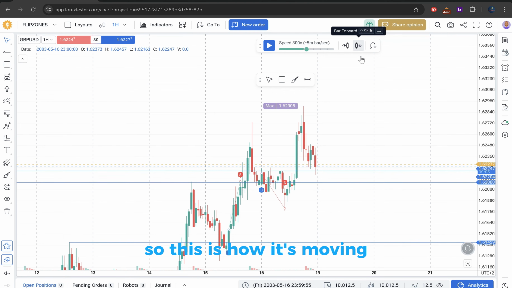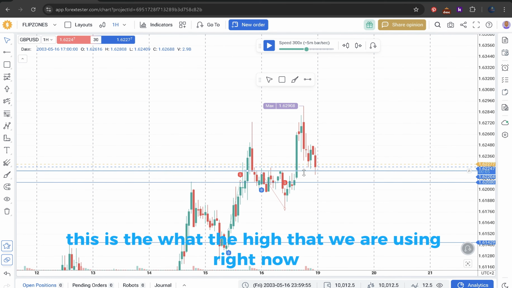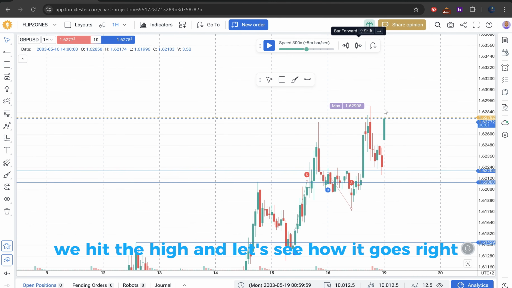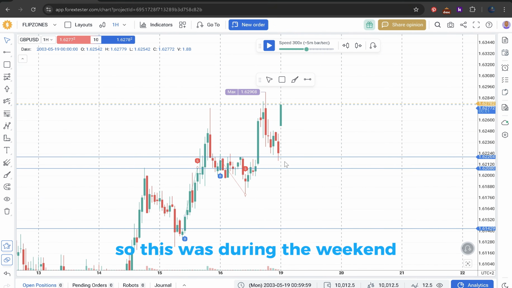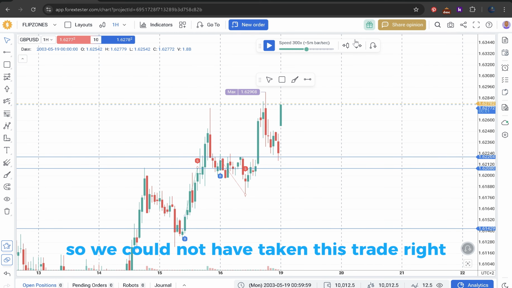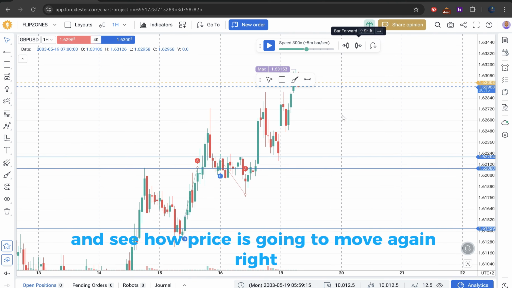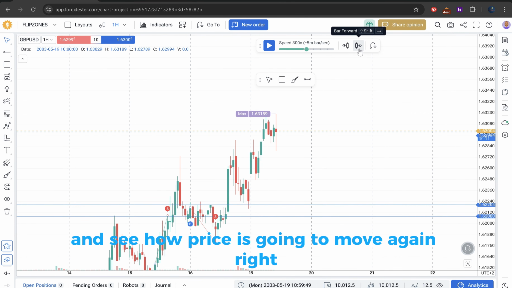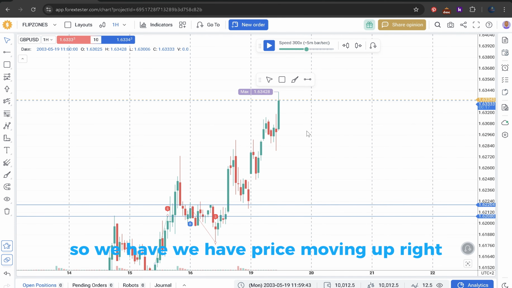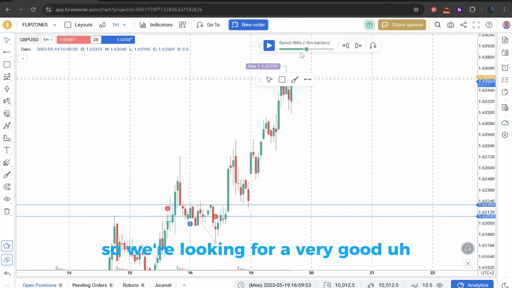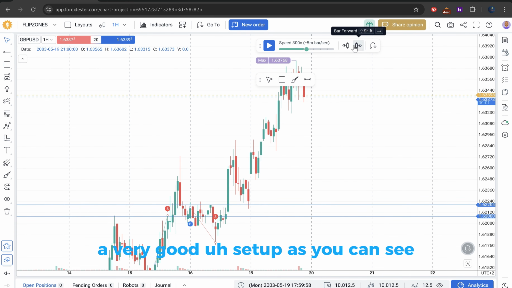This is the high that we are using right now. We hit the high, and let's see how it goes, right? So this was during the weekend, so it just gaps here, so we could not have taken this trade, right? So let's just move forward and see how price is going to move again, right? So we have price moving up, right? So we're looking for a very good setup, as you can see. So let's just see, right?